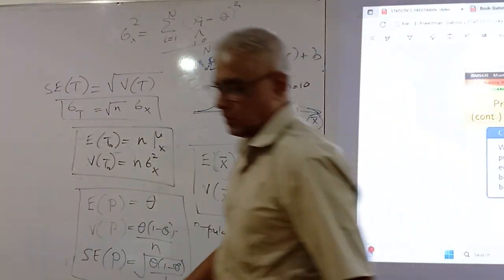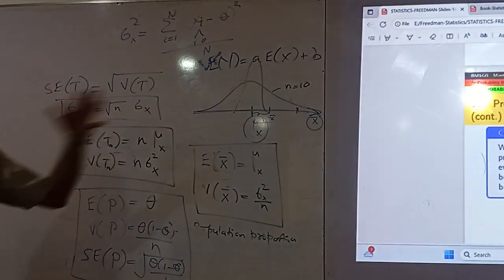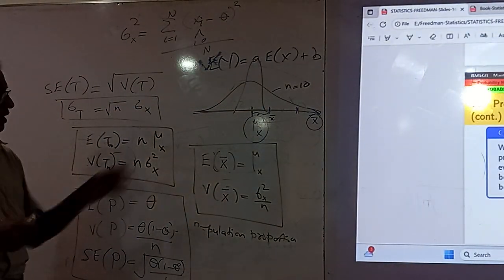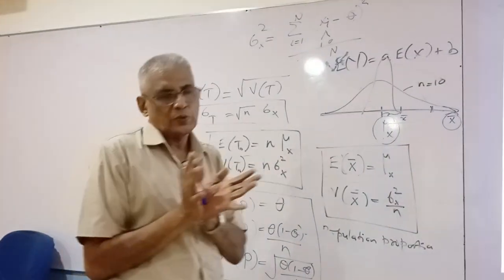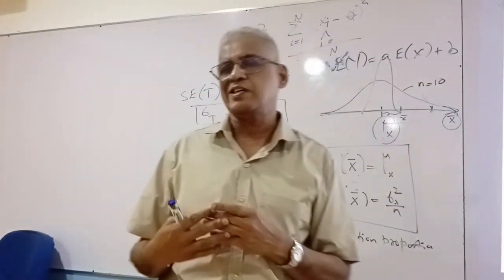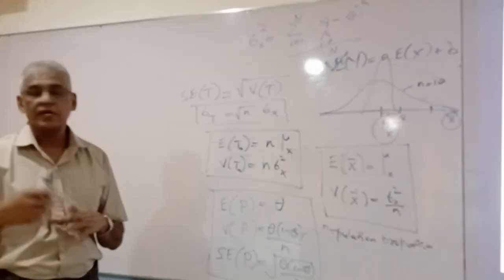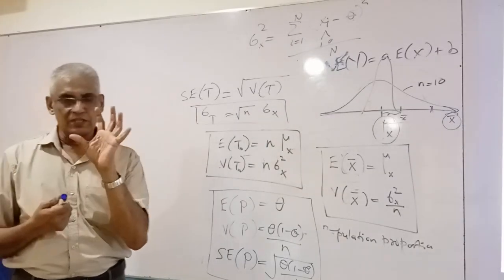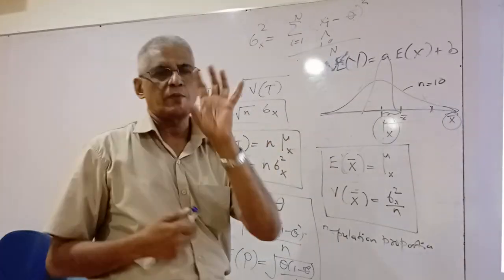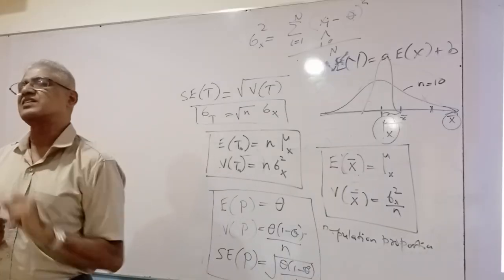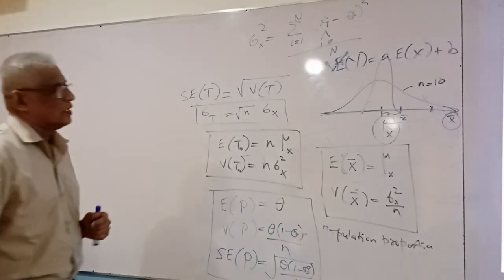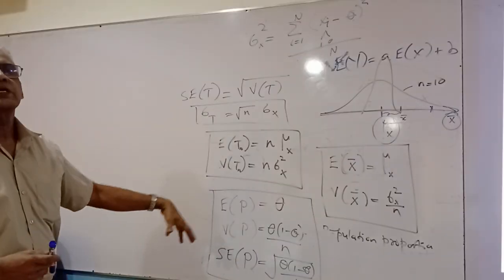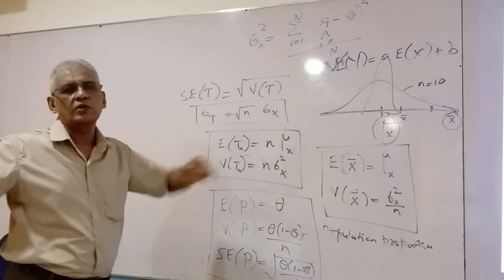Okay, so at the end of the last class, we were talking only about the expected value and the variance. We were not talking about the distribution of T, the distribution of x bar, the distribution of p. We were just talking about two characteristics of the distribution. Now these two will be enough to describe the whole distribution.